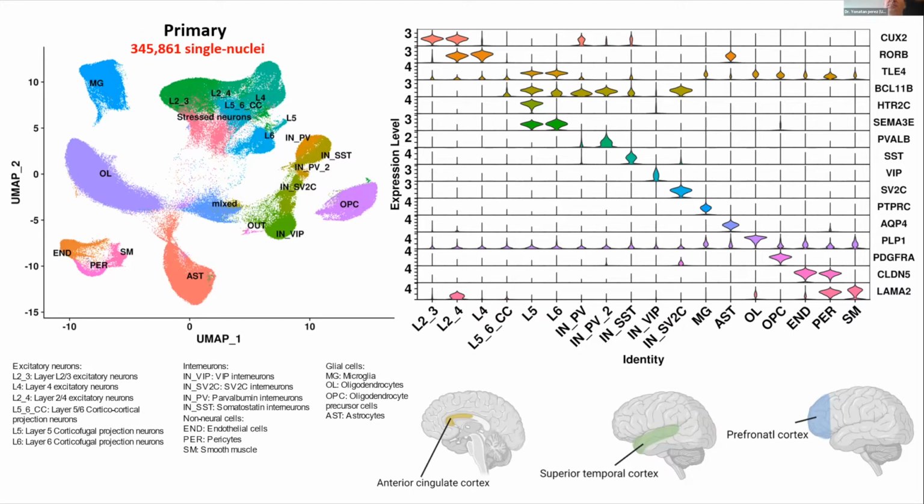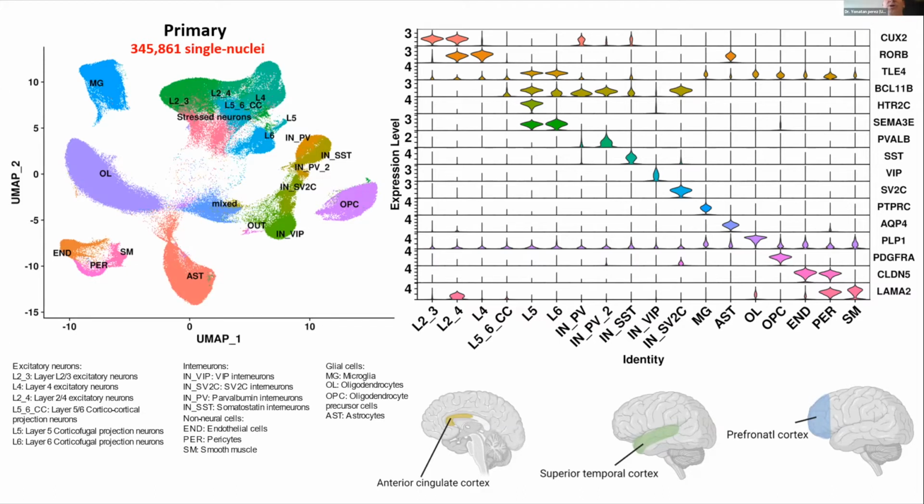So after QC, I was able to generate over 345,000 nuclei profiles. Each dot on this plot represents a single cell, and adjacent cells are sharing similar expression profiles and are likely to be clustered together. Each cluster is color-coded to represent a specific cell subtype. The panel on the right is showing some of the markers that we use to annotate these clusters.